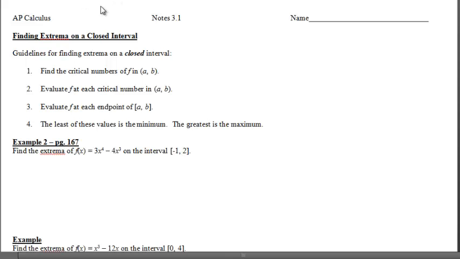Hey everybody, welcome to Notes H, section 3.1. Let me just start out by saying that you might want to look over the first few pages in that section just to get some background about where we're heading with this lesson. So, yep, this is Notes Video H.